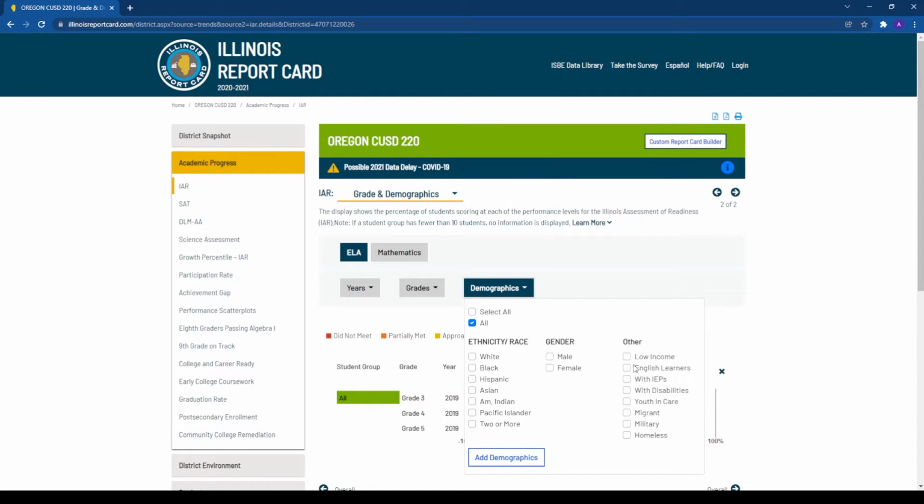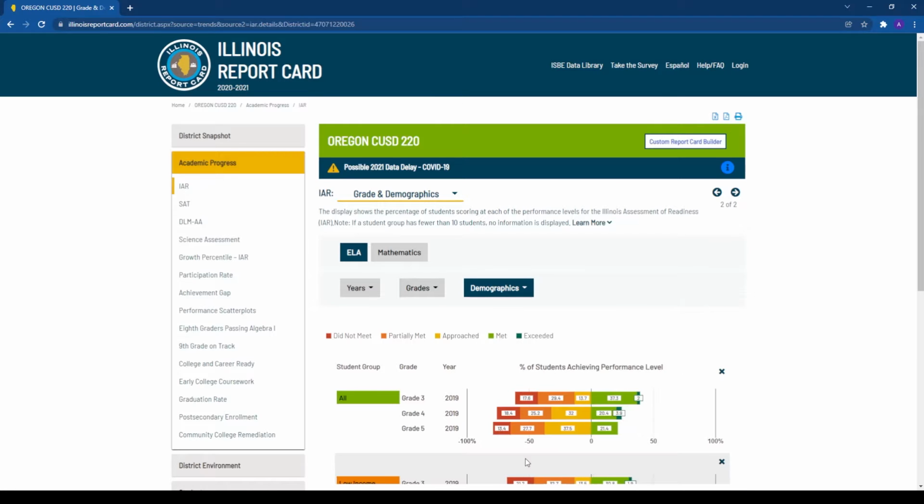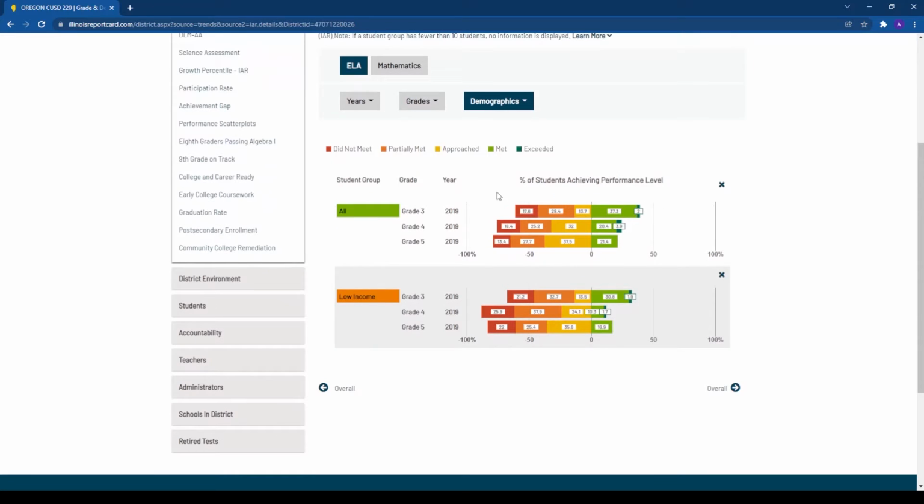So you can, let's say, look at low income. So we'll add that demographic. So this is how all students performed. And then down here, we can compare that against how just low income students performed. And we can see here that we have a gap. We have just over 32.7% of students versus the 39%. So the low income students are not getting the equal level of education.